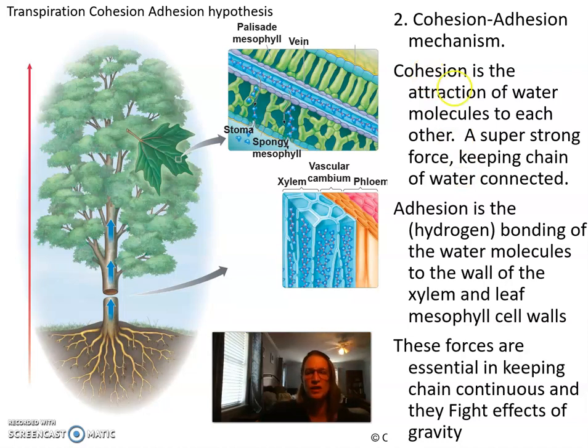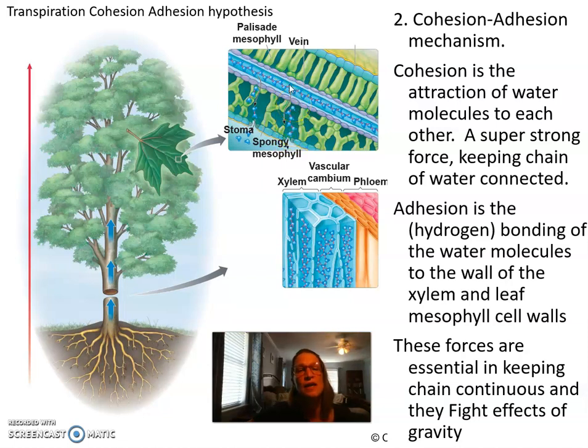So not only do we have cohesion of water molecules to each other, we also have adhesion, which is when the water molecules are bonding to the wall of the xylem and the leaf mesophyll cell walls. So here you can see that the water is bonding not only to each other itself, but also to the walls of the spongy mesophyll. And those things together are making sure that that chain of water doesn't break.